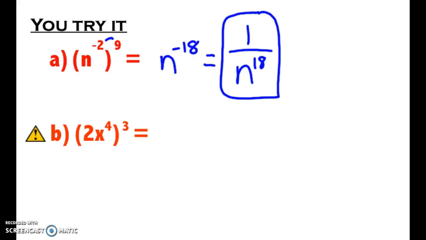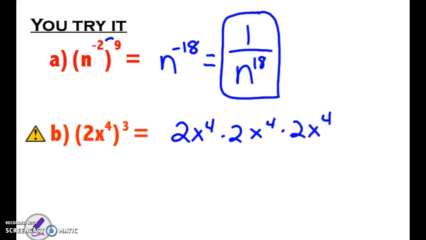Second one here, it's definitely harder, so I'm curious to see if you got it right. So maybe you did it in a couple different ways. You might have actually written it out. This means 2x to the 4th times 2x to the 4th times 2x to the 4th. And then you notice 2 times 2 times 2, well that gave you 8, and x to the 4th times x to the 4th times x to the 4th, that's x to the 12th.